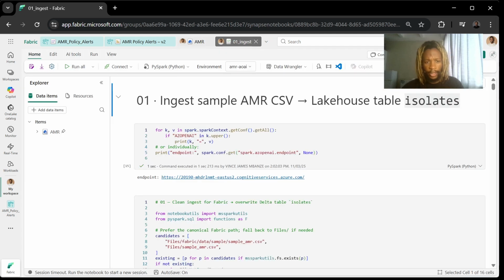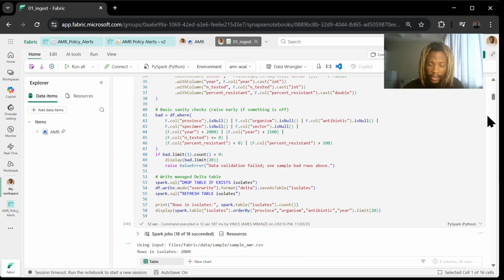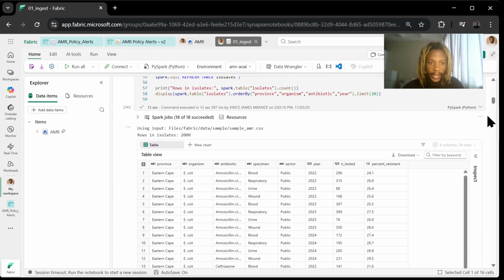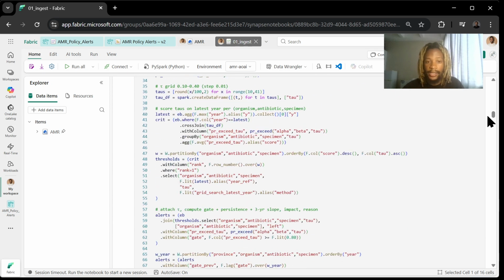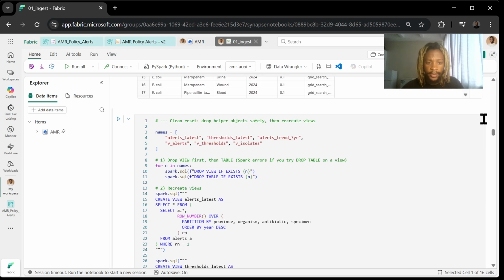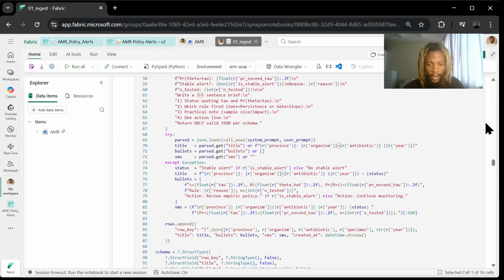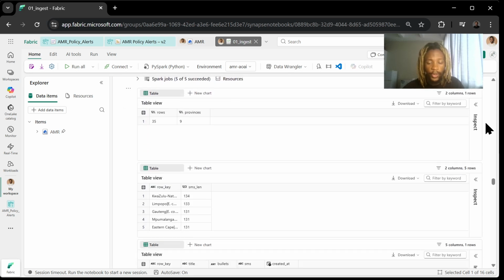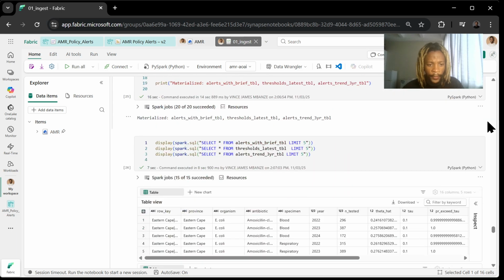Running the notebook reloads the data, picks thresholds, smooths noisy rates, calculates the probability that the rate is greater than tau, and applies stability rules. If summaries exist, they're linked automatically by a single key. Usually we designed the notebook to be able to generate summaries using an agent, but since we're on the trial version of Fabric, our capacity is limited, so we had to do a manual demonstration.